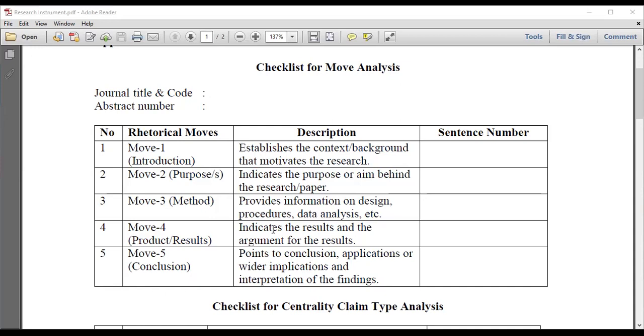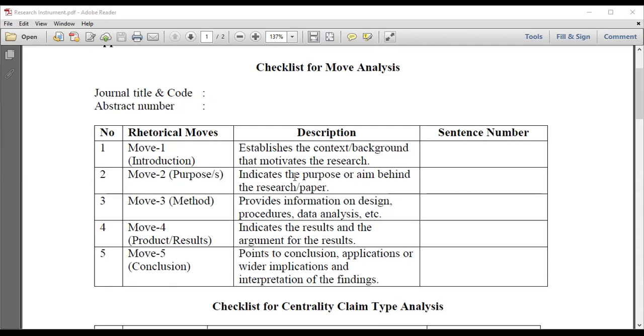Is it clear enough? Do you have any question? I'm sorry, sir. I want to ask, what should we fill in for the abstract number? I mean, under the journal title and code, there's the abstract number. For this first exercise, you don't have to fill this in, just leave it blank, because you are going to analyze only one.